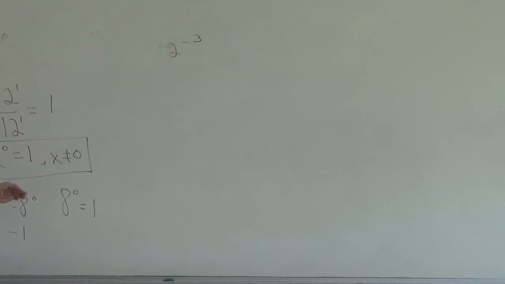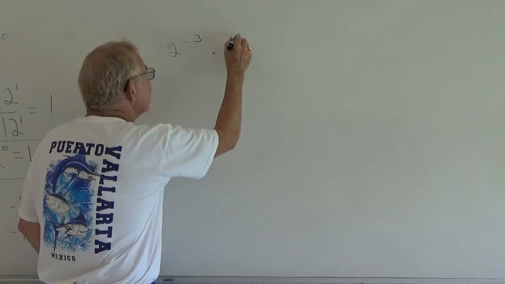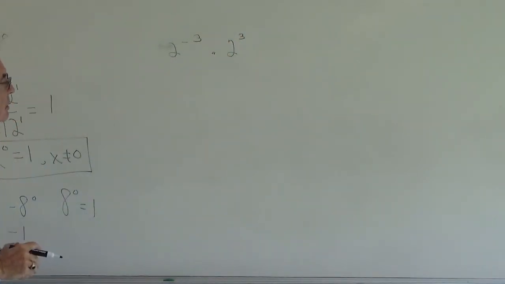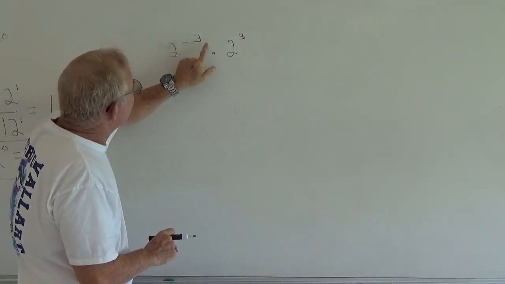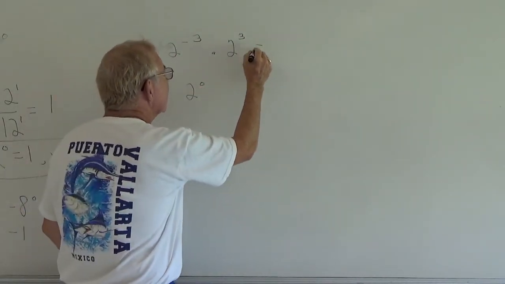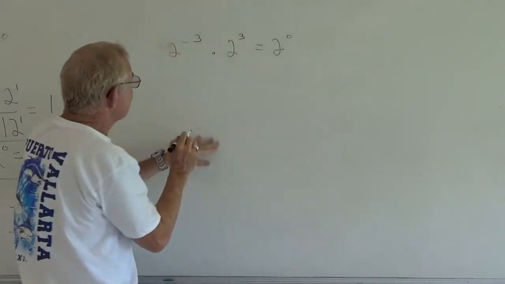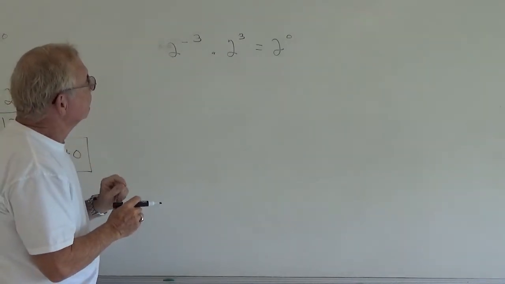Well, let's figure this out. If you were to multiply this by 2 to the third power, then you say, why? Because I want to use something I previously learned. What do you get from the first rule when you do these? You get negative 3 plus 3. Isn't that 2 to the 0 power? Let's write it here. That's 2 to the 0 power, because the first thing we did was we learned that we added the exponents, and when we add 3 and negative 3, we get 0. So what you've done is exactly right.